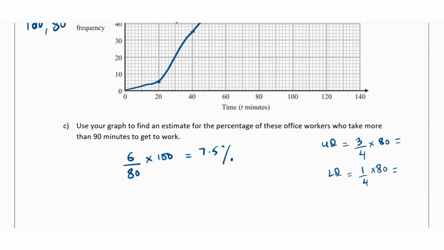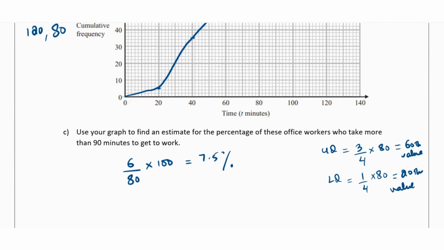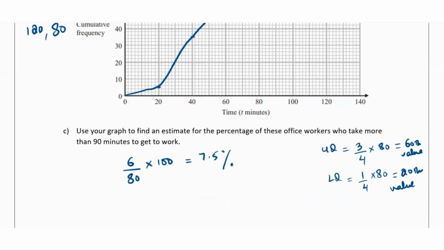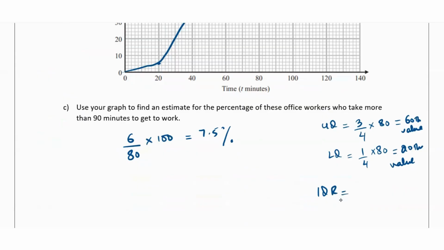So for example, if I find the one for this, it is going to be the 60th value over here and the 20th value over here. So if we go to the graph, for the 60th value, which is this, we're getting 55. And for the 20th value, this is the 20th, this is the 60th. So interquartile range would be 55 minus 5, and that's 50. That would be your interquartile range.